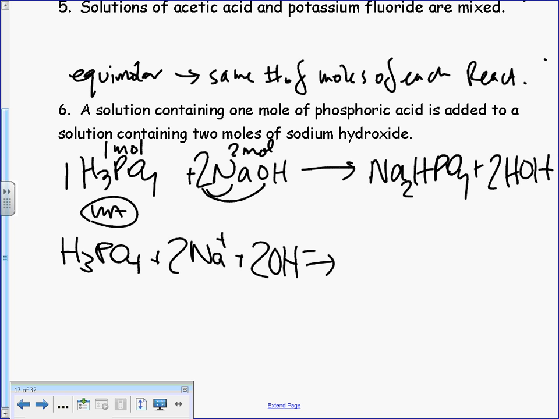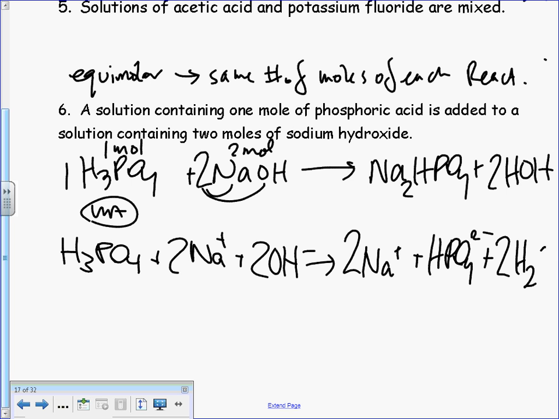Strong base, it ionizes, continue. Okay, so it's a group 1 metal, so it makes 2 sodium ions, because that's subscript of 2, plus this weird thing, HPO4 2 minus, and 2 aquas. Okay, so what's the only spectator? Sodium. So then you get phosphoric acid plus 2 OH minuses, yields hydrogen phosphate and 2 waters. A little complicated on that one because you have the reactions with geometry given to you.